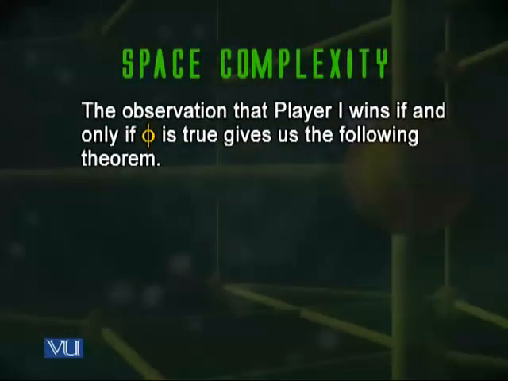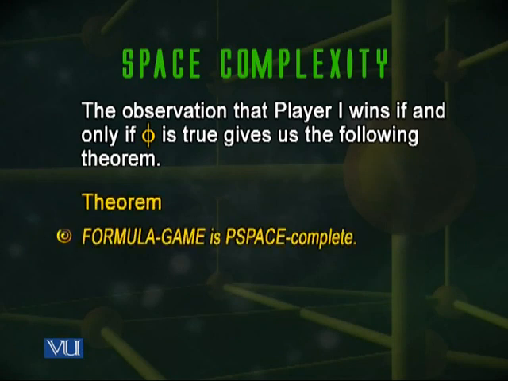So the observation that player 1 wins if and only if phi is true gives us our new theorem, which says that FORMULA-GAME is also PSPACE-complete. In fact, formula game is nothing but a reformulation of TQBF, and therefore it is PSPACE-complete. Now why did I spend so much time introducing this new terminology of games if this problem is simply a reformulation of TQBF? Well, let's think about what kind of game a formula game is. It's a perfect information two-player game with no draws. We assume both players play perfectly and we want to figure out who will win the game. And this particular game turned out to be PSPACE-complete.